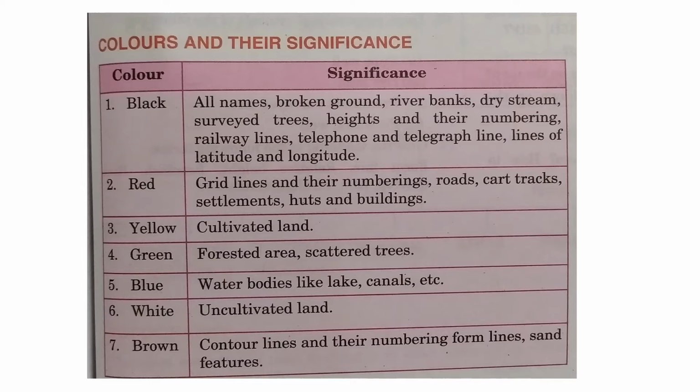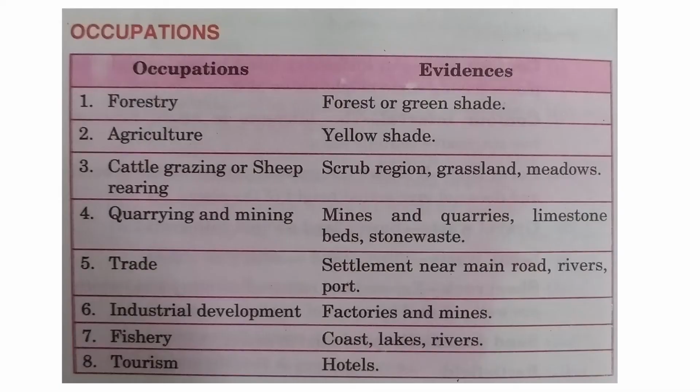Forested areas, scattered trees are shown in green color. Water bodies like lake, canals, they are shown with blue color. Uncultivated land will be shown with white color. Contour lines and their numbering, foam lines, sand features are all shown in brown color. So this is very important. So you need to reflect the colors also.